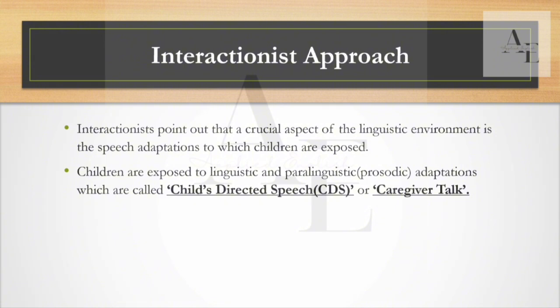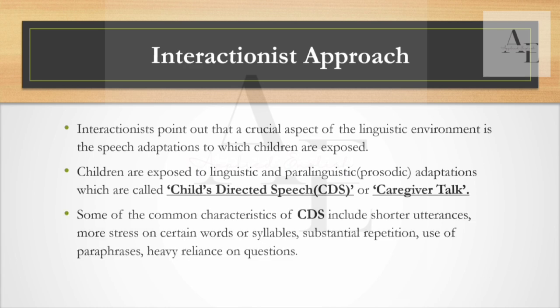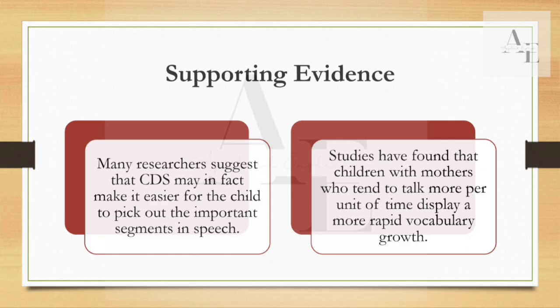What do we mean by paralinguistic or prosodic? It is something above language itself, like tone of voice, gestures, and something like that. We have another term for this child-directed speech or CDS, which is caregiver talk. Some of the common characteristics, like I said, are shorter utterances, more stress on certain words or syllables, substantial repetition, use of paraphrases, and a heavy reliance on questions. As you know, we all use these things when talking with children because we want them to understand what we talk about. This view also has supporting evidence.